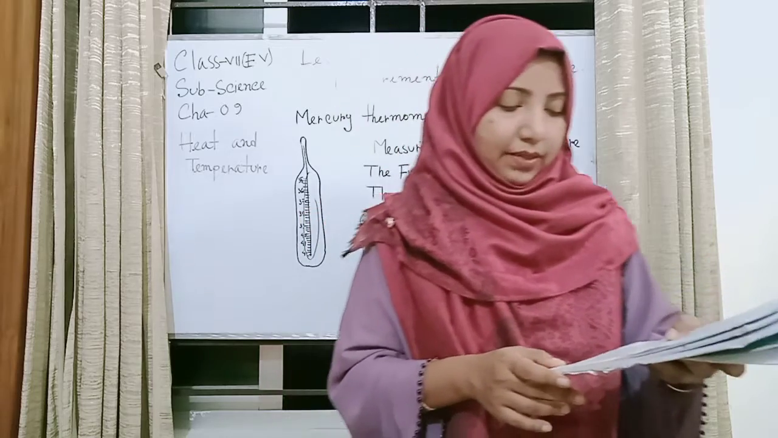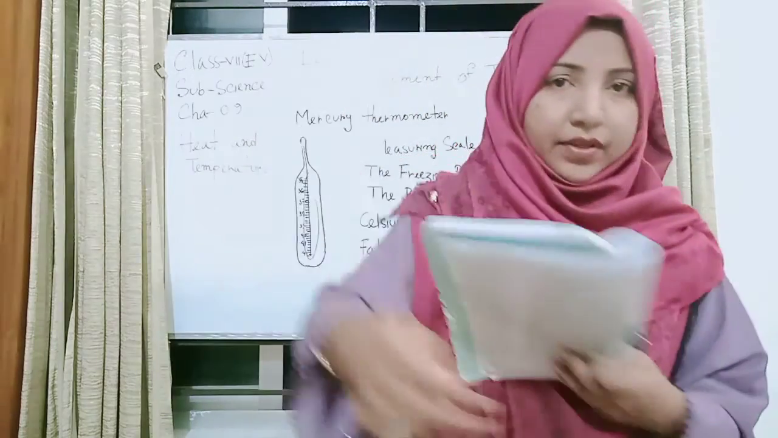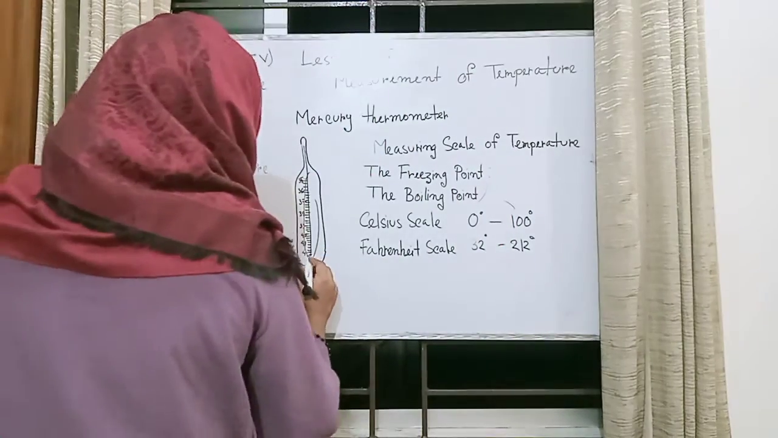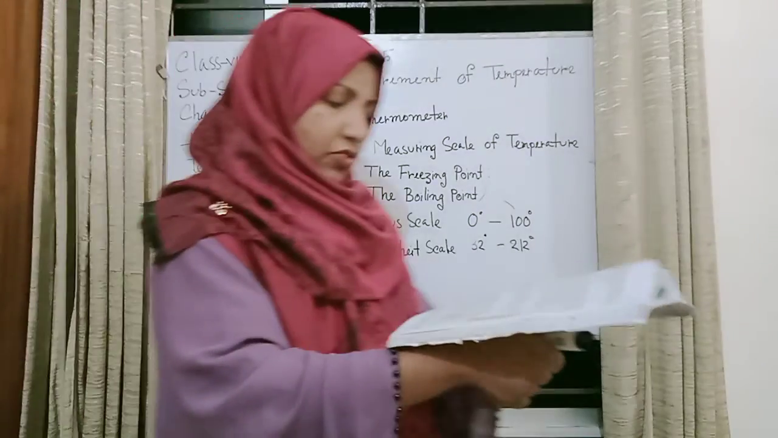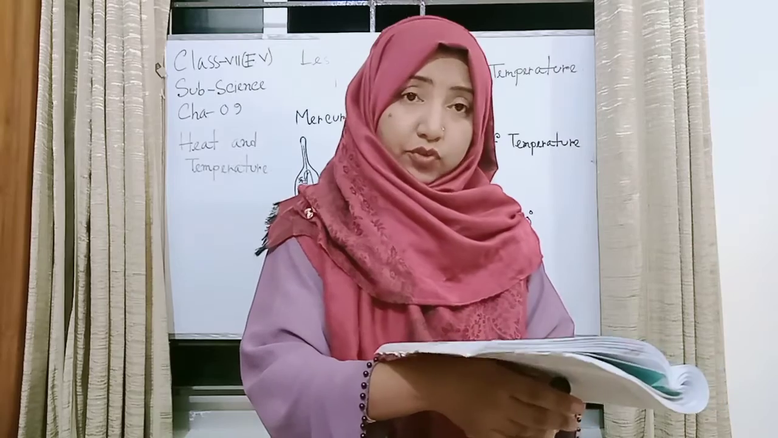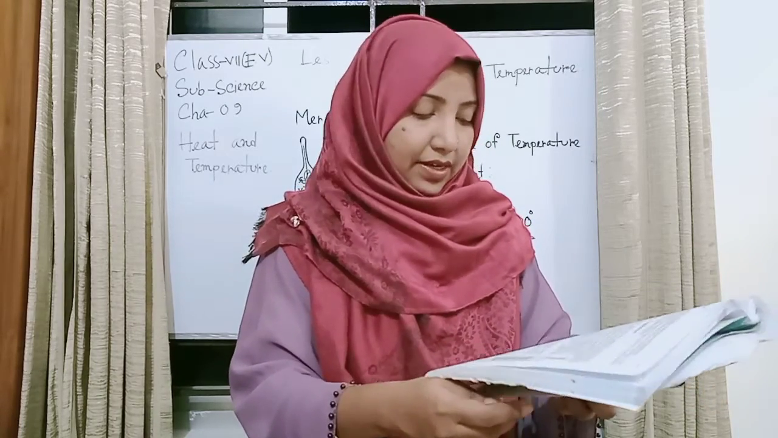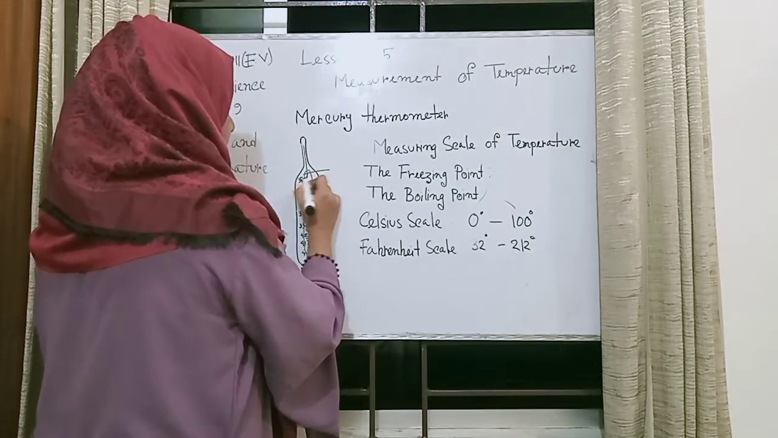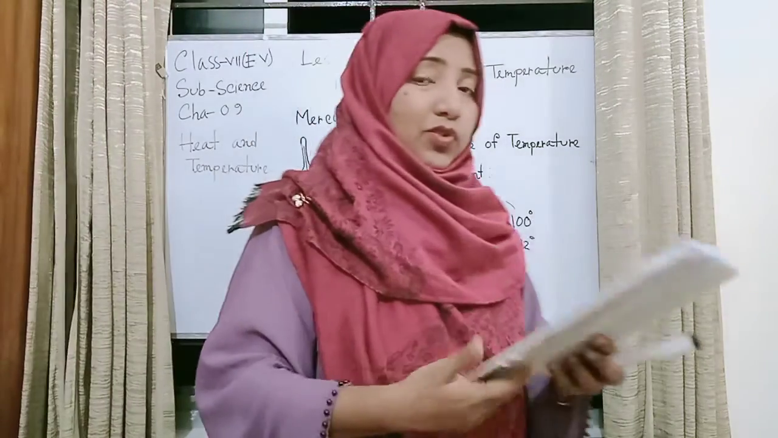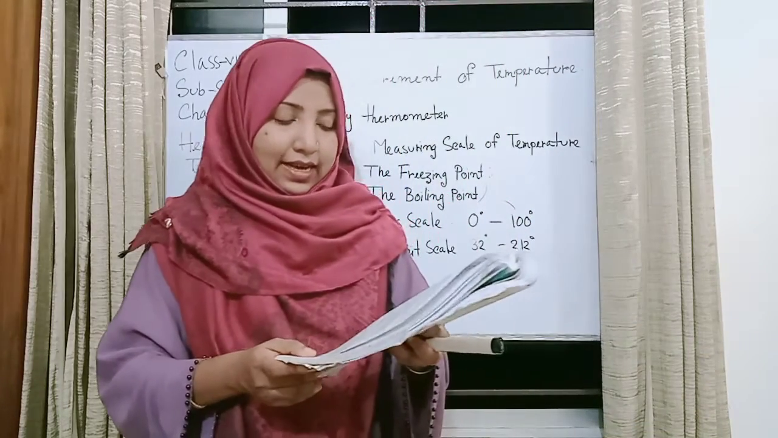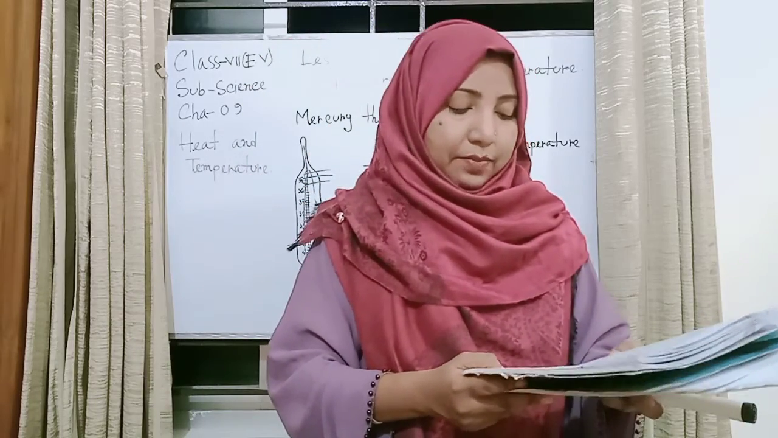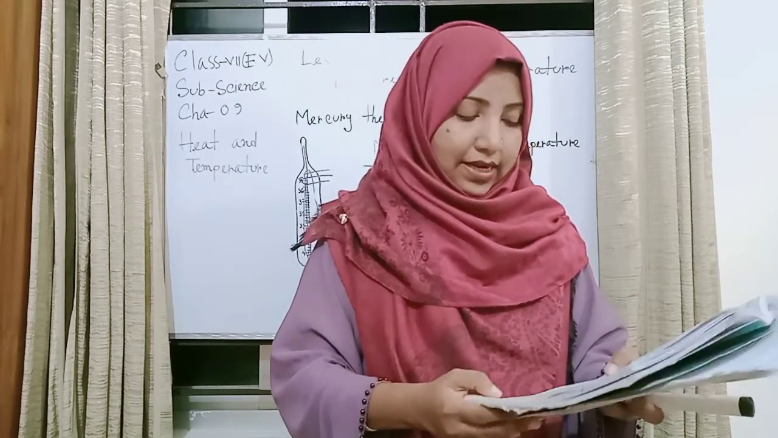The mercury goes upward to a great extent if the temperature of the bulb slightly increases. How much the temperature increases can be understood by observing the mercury level on the scale. I repeat this line: how much temperature increases can be understood by observing the mercury level on the scale.